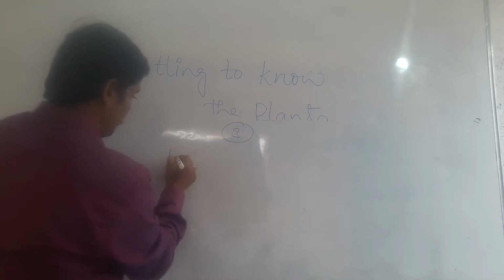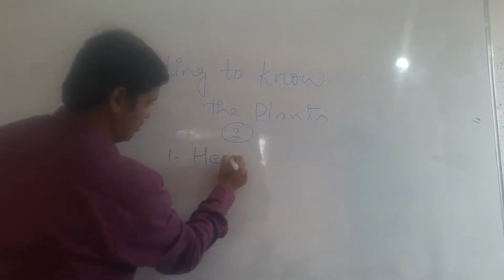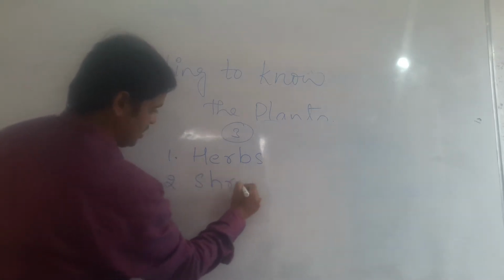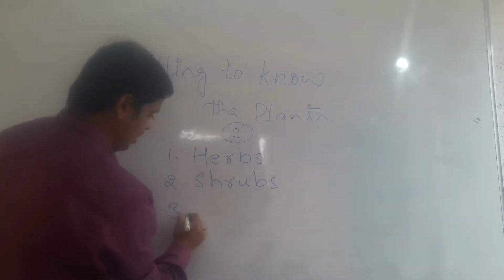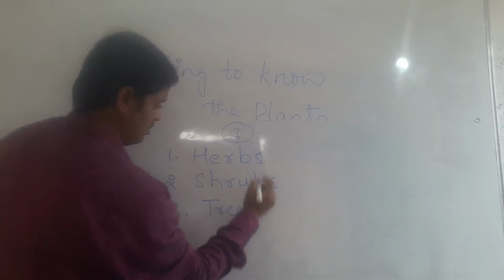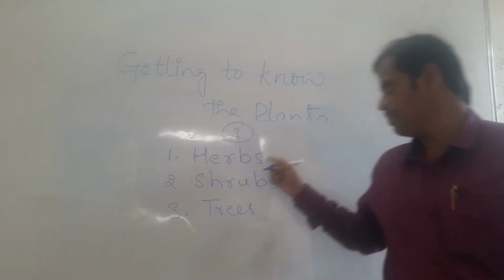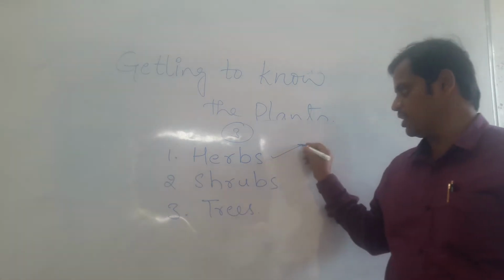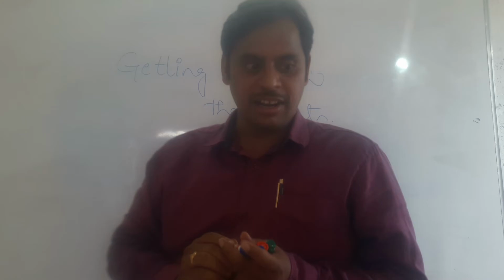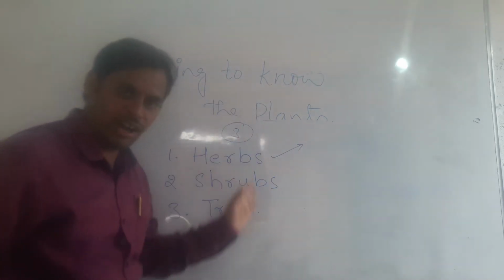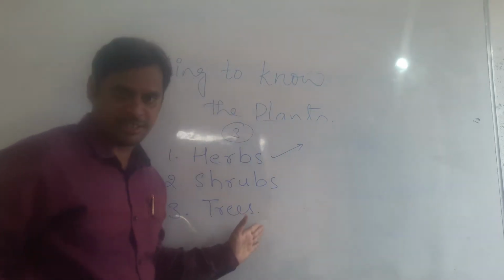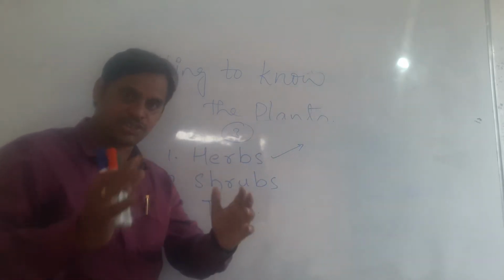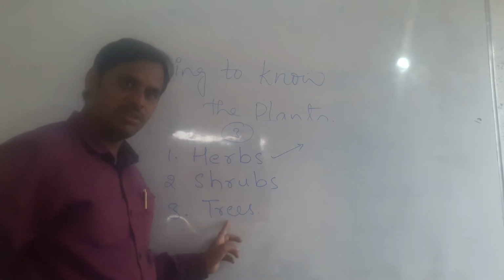Generally plants can be classified into three major types. Number one, herbs. Say once again, herbs. Number two, shrubs. And number three, trees. Come again: herbs, shrubs and trees. All are plants. They all belong to the same family. But depending upon their size, shape and structure, we divide them into three types.